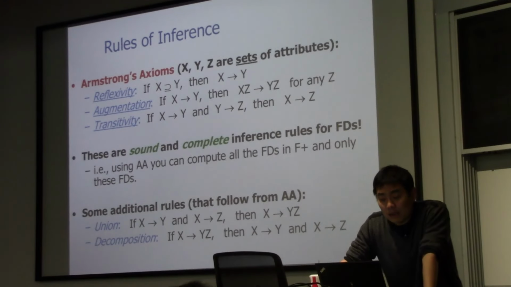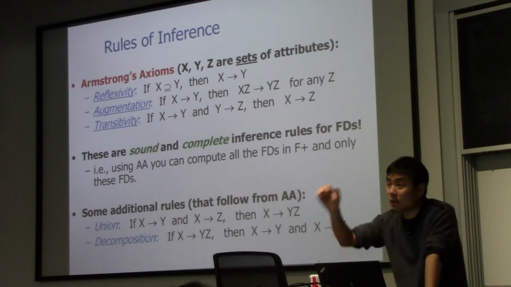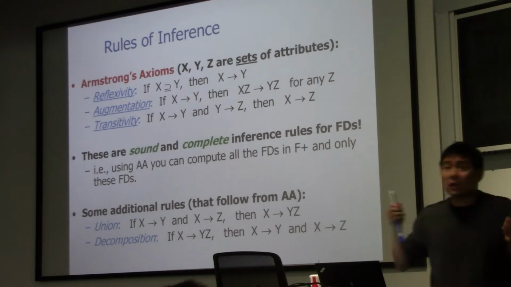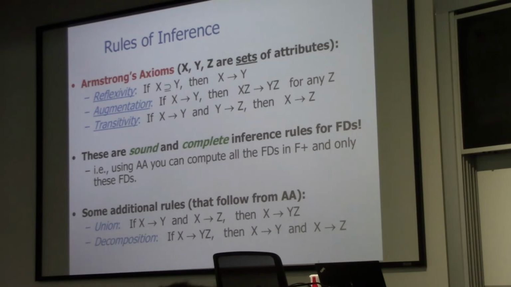X determines Y means if X is a superset, I will overrun for like 1 minute. Okay? If X is a superset of Y, schema-wise, in terms of the attributes they have, then X determines Y. This is easy to understand because if X values are the same, since Y is part of X, any part of X must be the same, so Y must be the same.